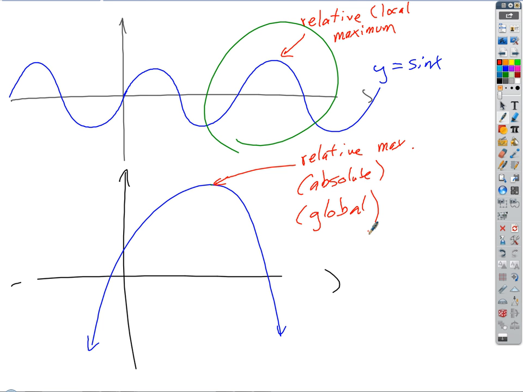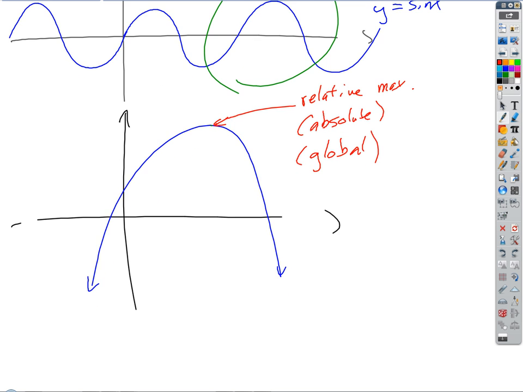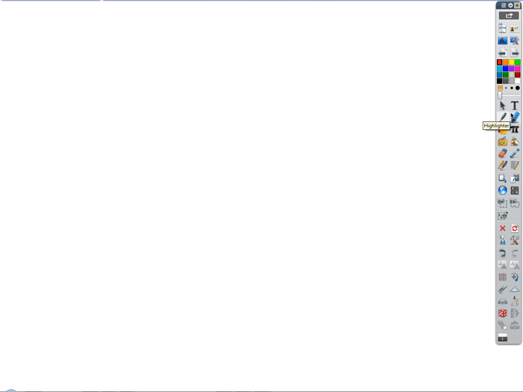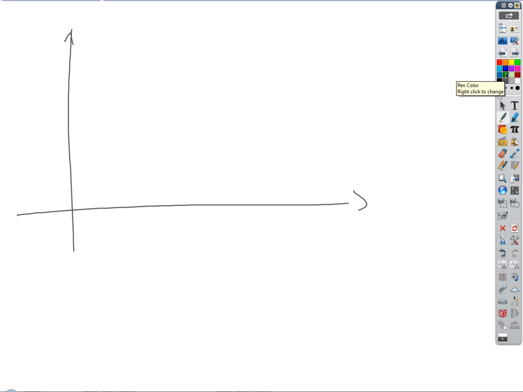So let's draw another picture. What about something like this one? Let's say here is our function. It's going to be a quartic function. So it's going to look like this.